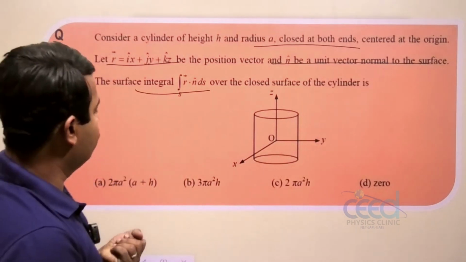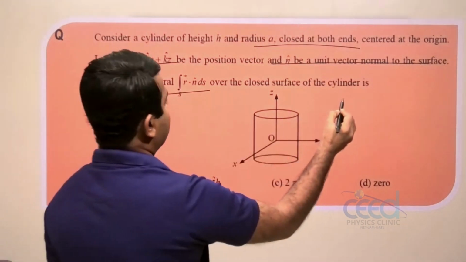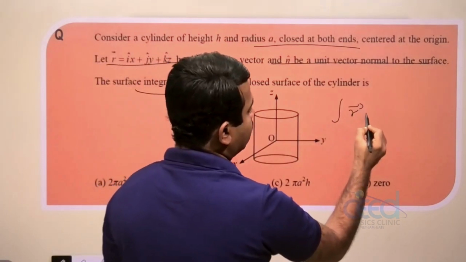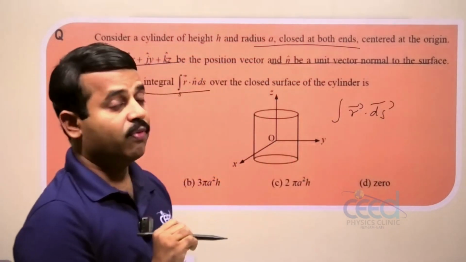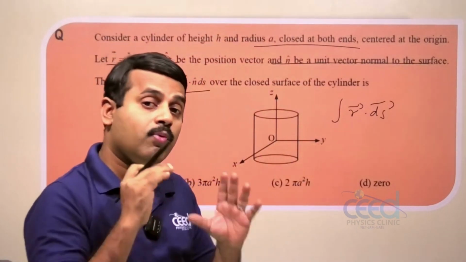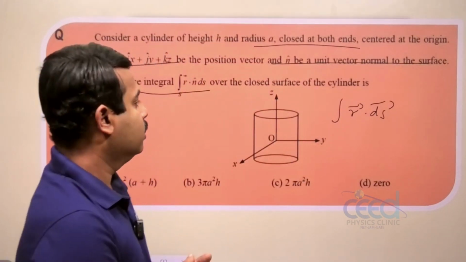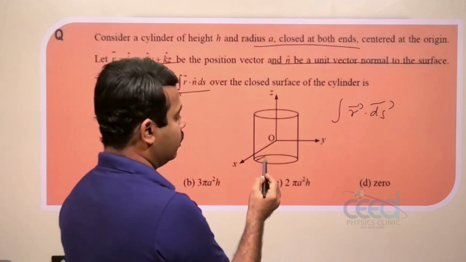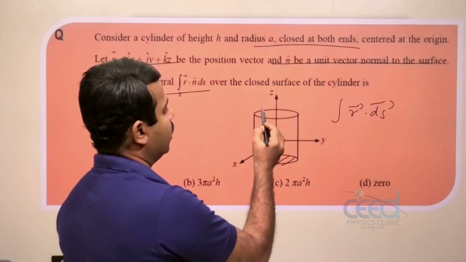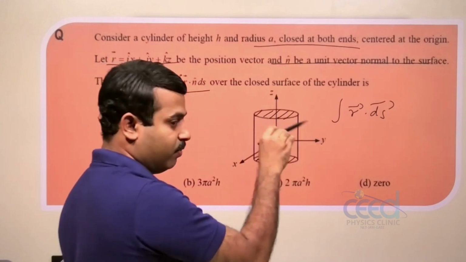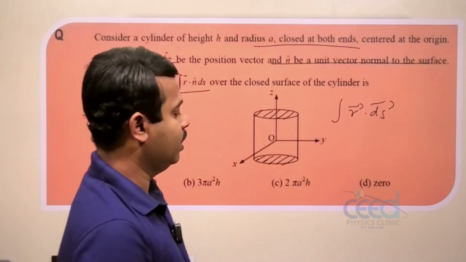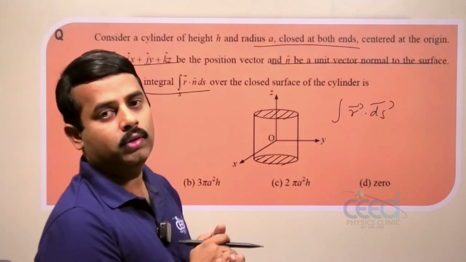So this is simple only. How? We want to find the surface integral of r dot ds. To find the surface integral, we find the volume integral. Why? To find the surface integral, we would have to find this face's surface integral, this face's surface integral, and again the curved surface integral. Then we have to sum up all.